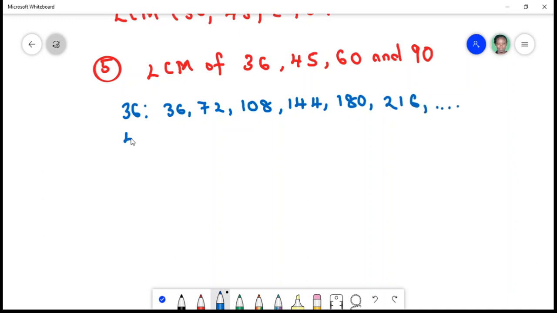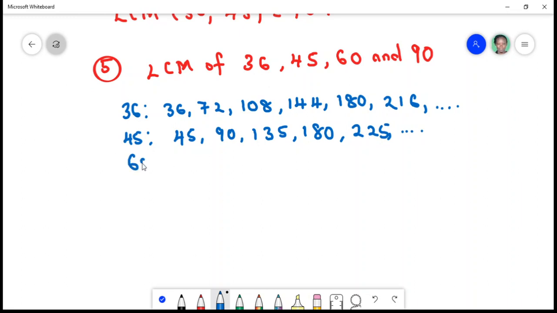Then that of 45 is going to be what? Let's add up 45. You add 45 to get 90, 135, 180, 225. We add on.